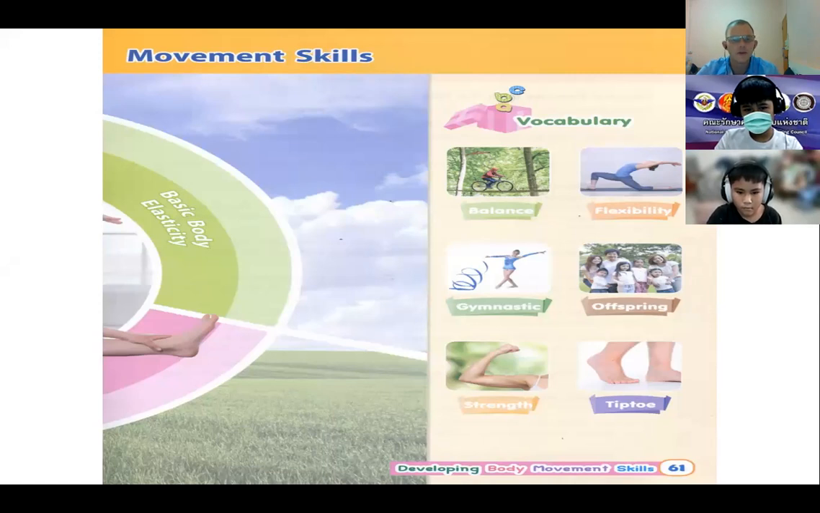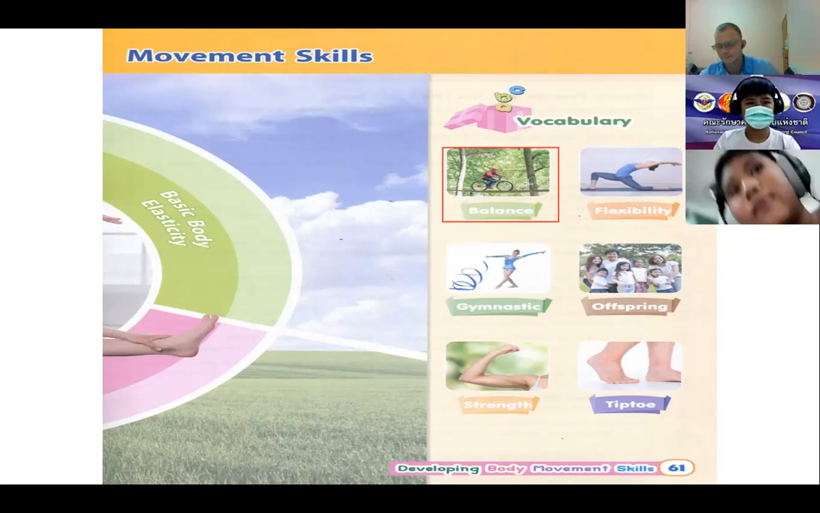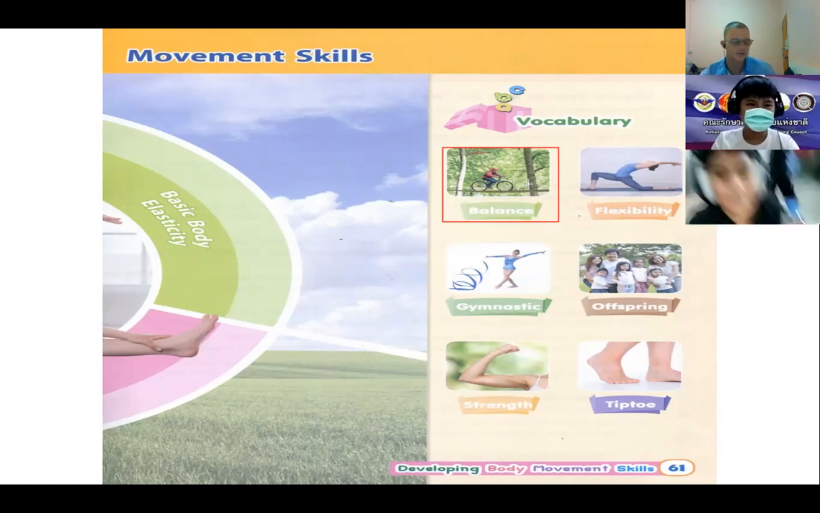So yeah, obviously we first have to look at some vocabulary. We cannot start without looking at some vocabulary and some new words. So the first one here is balance. You can also, if everyone wants, let's all say it together. The first one here, balance. Let me hear you guys. Let me hear. Balance. Balance. Yes, very good.